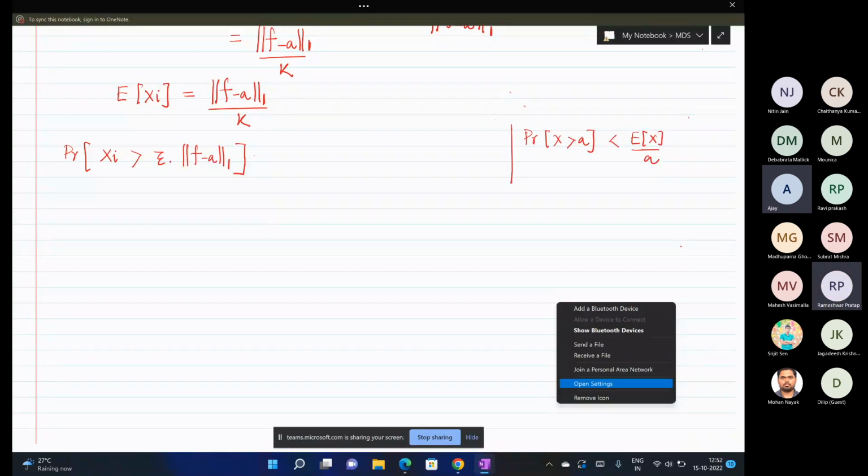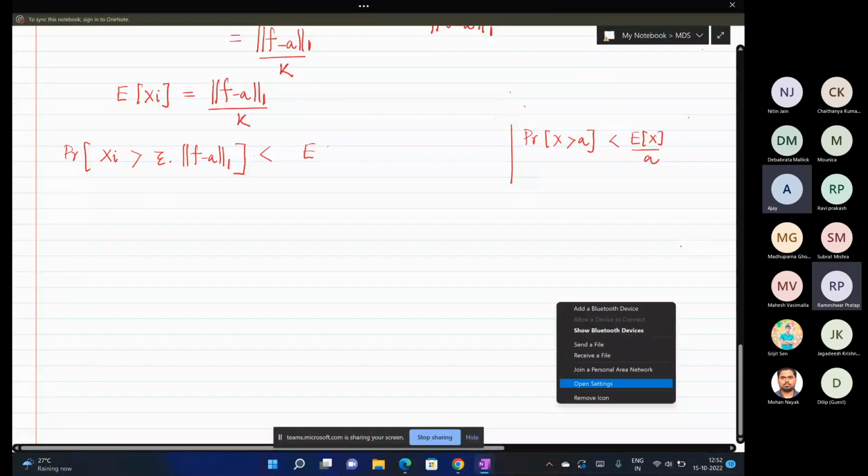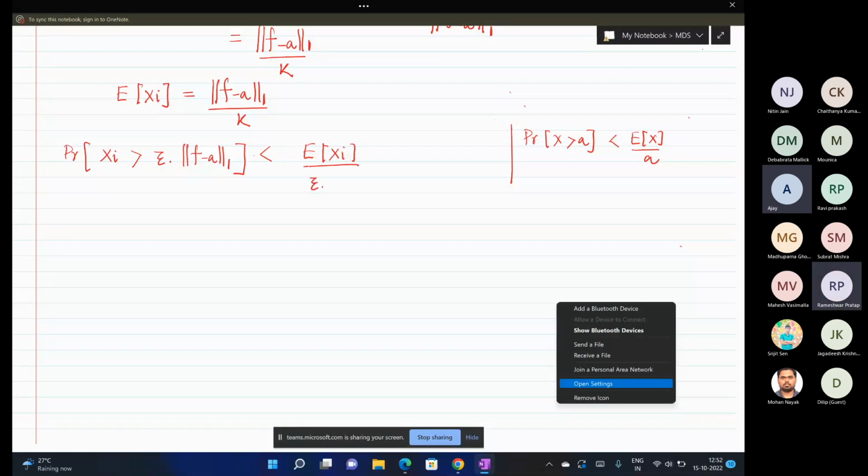And this is E of xi divided by epsilon times f of minus a. Putting this value over here, we get f of minus a L1 by k into epsilon times f of minus a. So these two will cancel out. So this is 1 by k into epsilon, right?